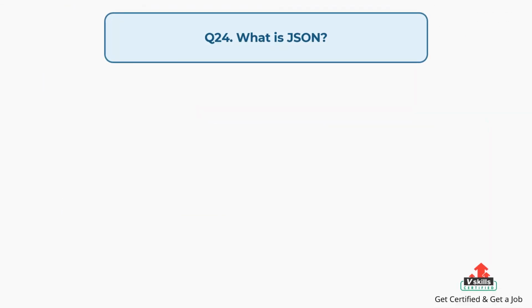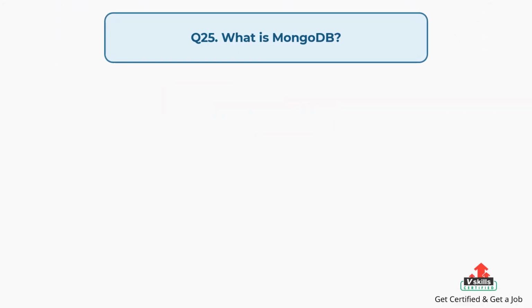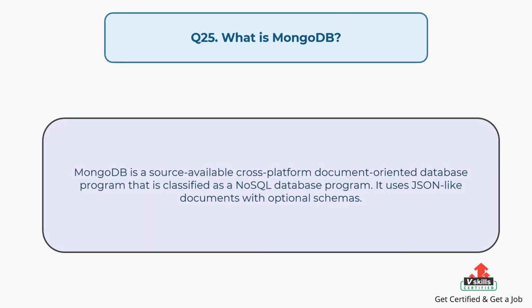Question number 24, what is JSON? The answer is the full form of JSON is JavaScript object notation. It is a file format useful for storing information in an organized and easy-to-access manner. Question number 25, what is MongoDB? The answer is MongoDB is a source-available cross-platform document-oriented database program that is classified as a NoSQL database program. It uses JSON-like documents with optional schemas.